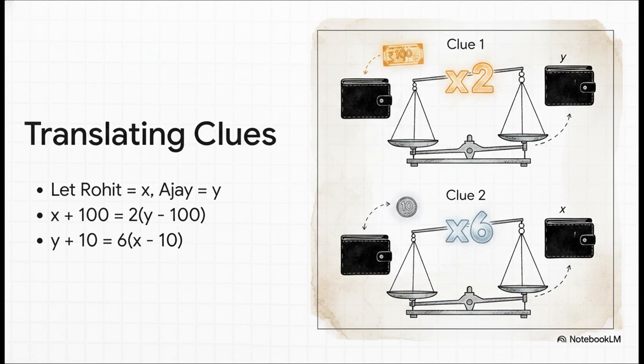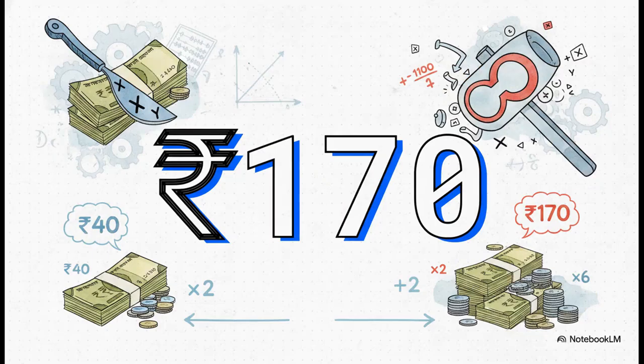And there it is. We have successfully translated everyday English into 2 undeniable mathematical clues. From here, you just simplify the clues, pull out either your substitution scalpel or your elimination hammer, and the final answer reveals itself with immense satisfaction. Rohit has 40 rupees. Ajay has 170 rupees. And let's just do a quick mental check to be sure. If Ajay gives Rohit 100, Rohit has 140, and Ajay has 70 left. And yeah, 140 is indeed exactly twice as much as 70. But if Rohit gives Ajay 10, Ajay jumps to 180, and Rohit drops to 30. 180 is exactly 6 times 30. The math works out perfectly, case closed.